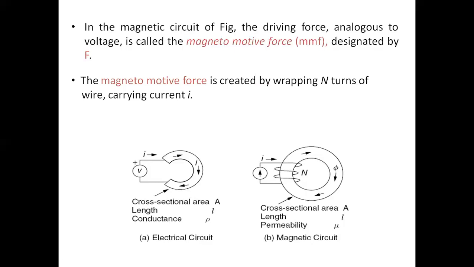The magnetomotive force is created by wrapping N turns of wire carrying current I. So the magnetomotive force, MMF, F is equal to N into I. That is ampere turns. Here N is the number of turns of the coil and I is the current flowing through the coil. The EMF is directly proportional to d phi by dt, and E equals N into d phi by dt.